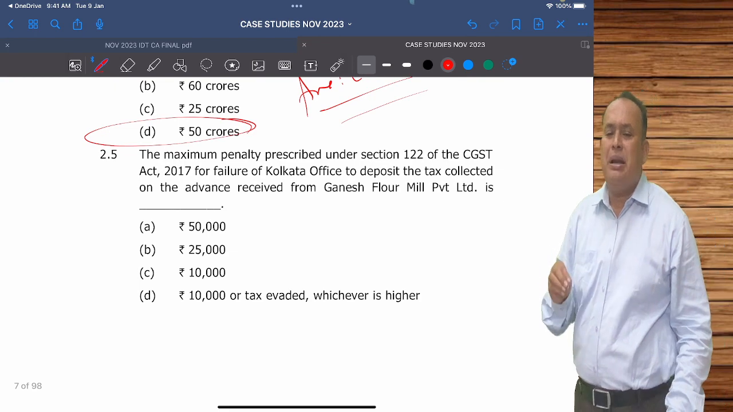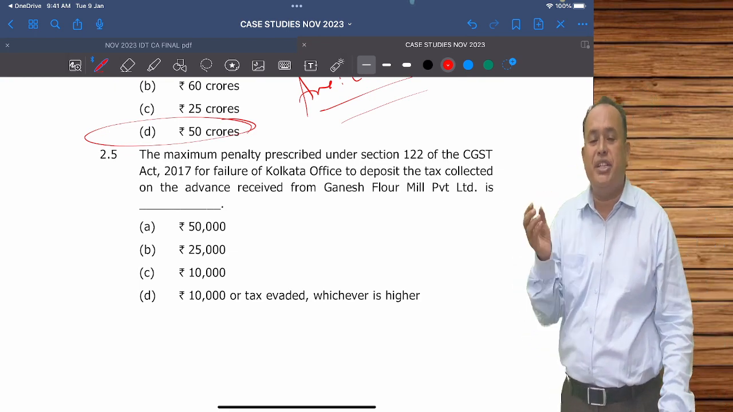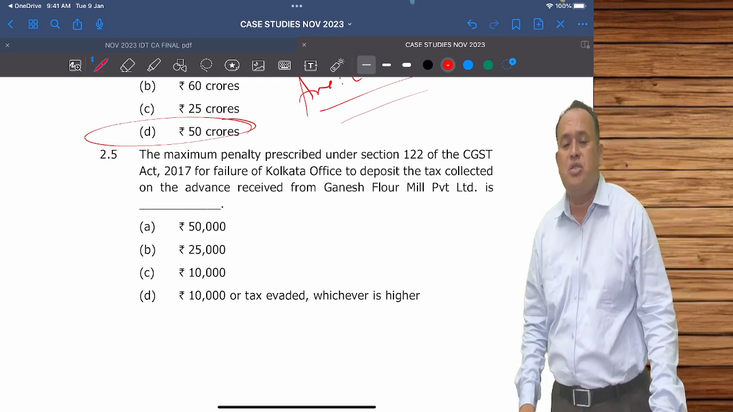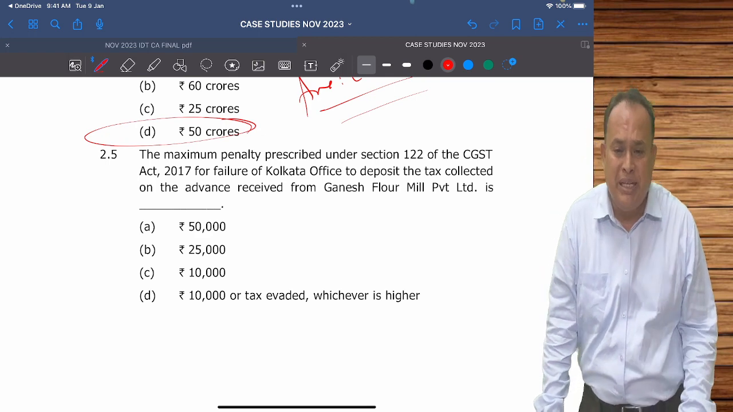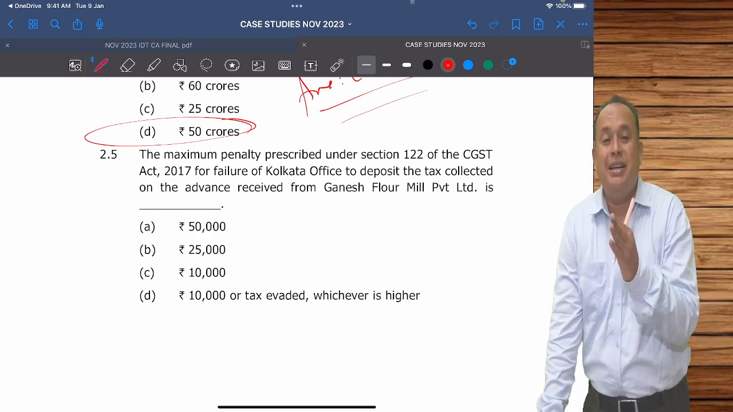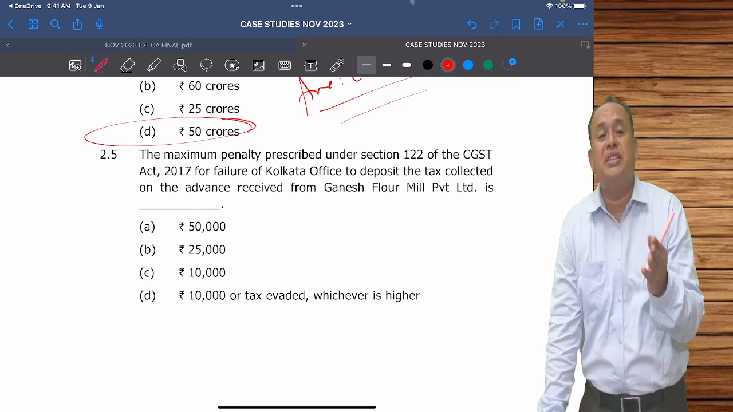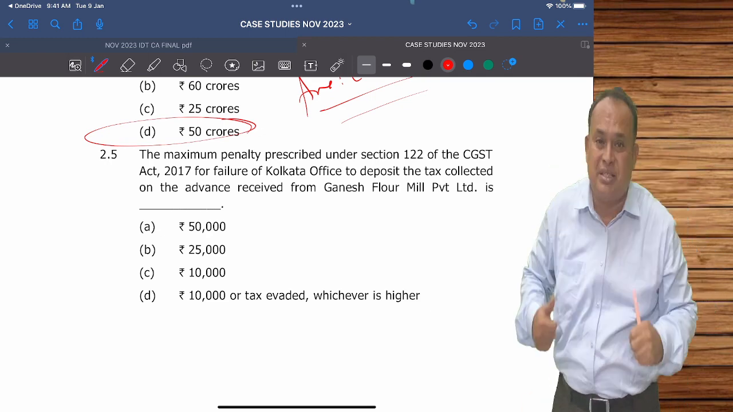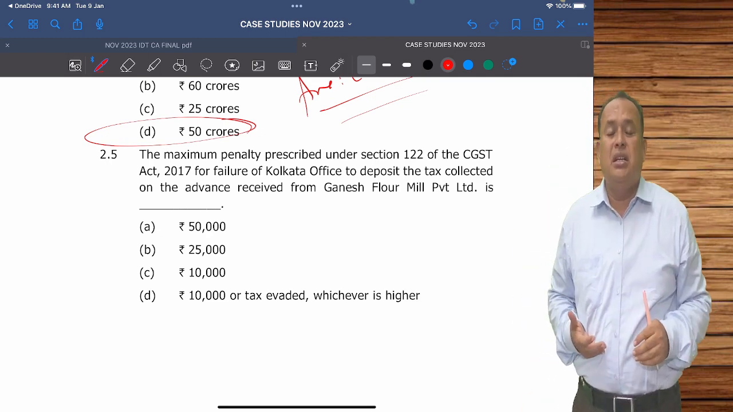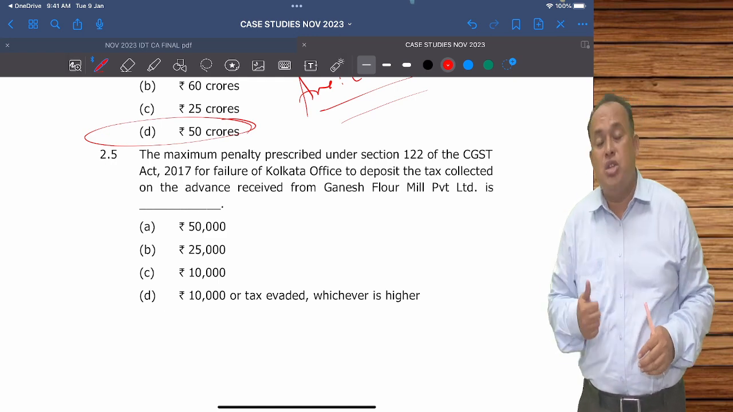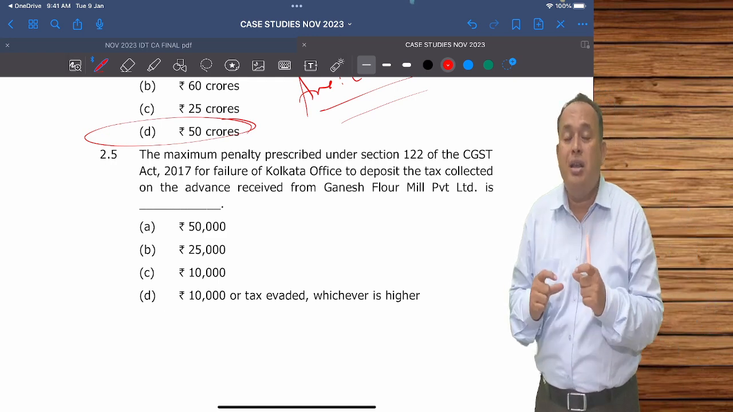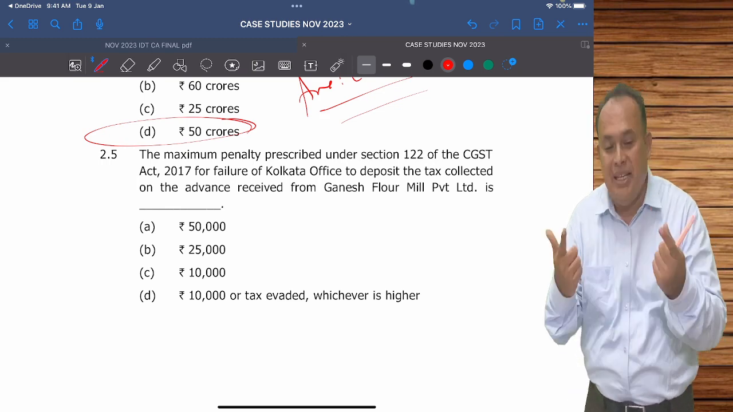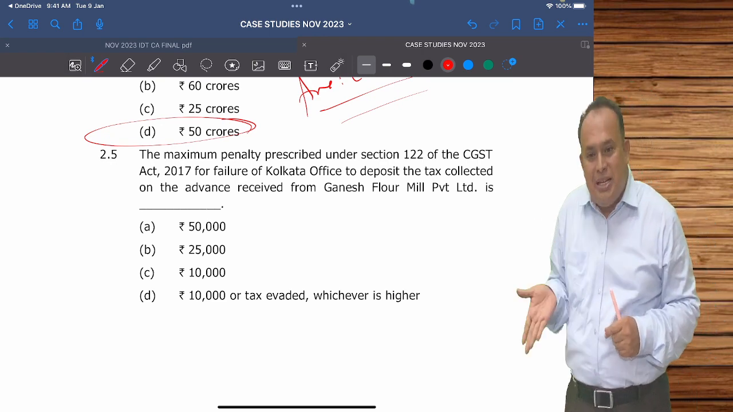The maximum penalty prescribed under section 122 of the CGST Act for the failure of Kolkata office to deposit the tax collected on the advance received from Ganesh Floor Mills Private Limited is how much? You are aware of that, right? Section 122 of the CGST Act talks about the case where GST is collected but not paid for a period of more than 3 months, which is an offense. Therefore, the penalty is rupees 10,000 or 100% of the tax amount, whichever is higher. That is the concept.